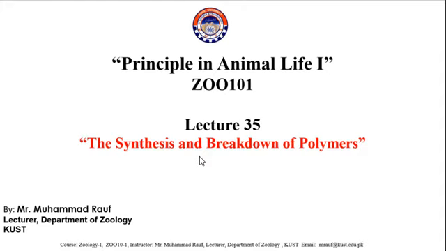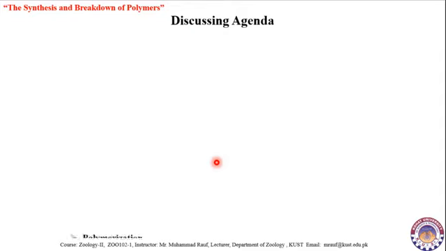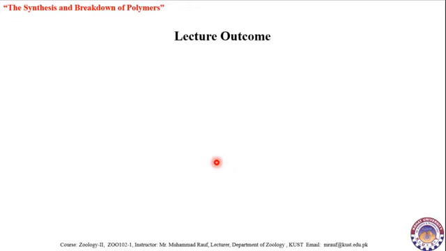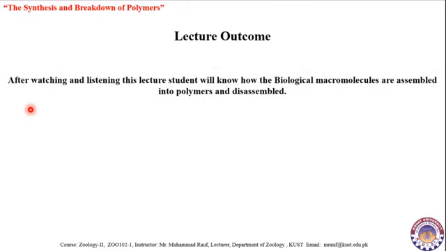This is lecture number 35. The topic is the synthesis and breakdown of polymers. The discussing agenda for the topic will be polymerization and hydrolysis. Lecture outcome: after watching and listening to this lecture, students will know about the biological macromolecules and how they are assembled into polymers and disassembled into monomers.